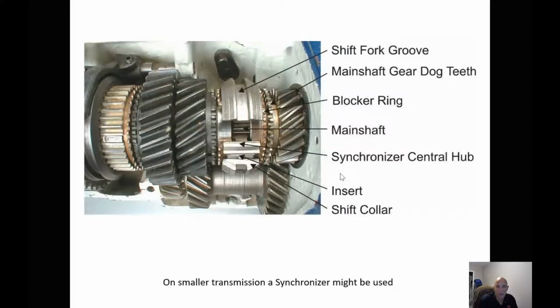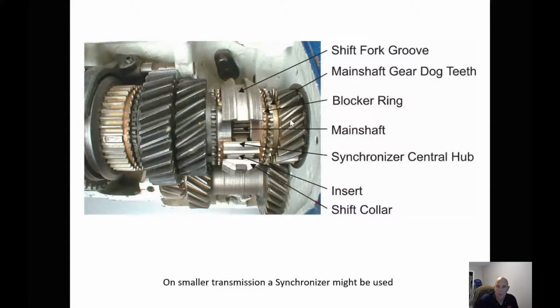And how does a synchronizer work? Well, what happens is when we're going to shift from first to second, second to third, third to fourth, and so on, as we move our stick inside the cab, it's going to move this synchronizer. And the synchronizer is going to get forced up against this blocking ring. And then what that blocking ring is going to do is it's going to slow this gear down. Remember, these gears float on the shaft. It's these sliding collars that are splined to the shaft.